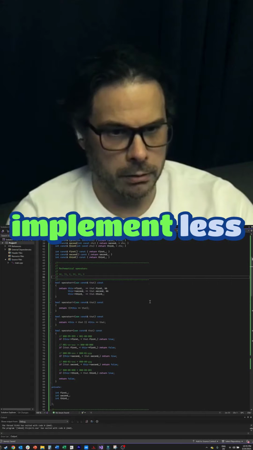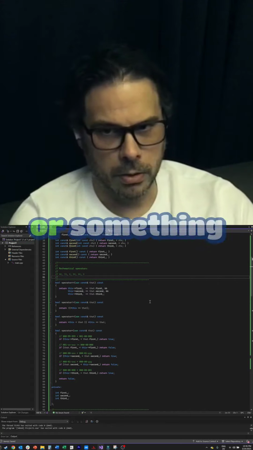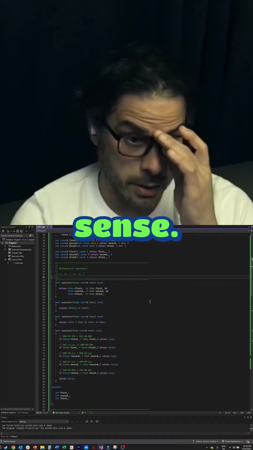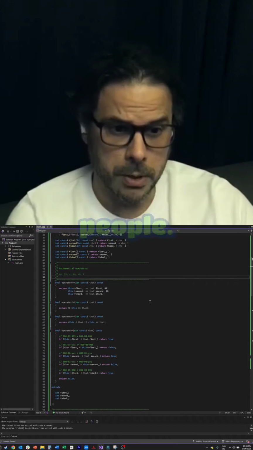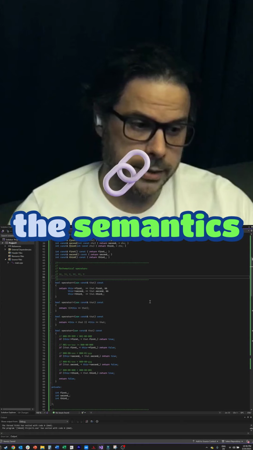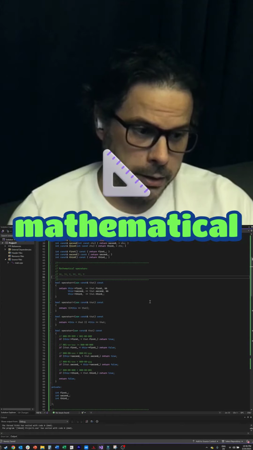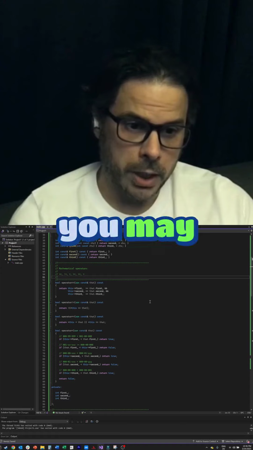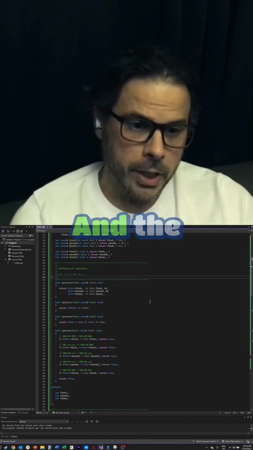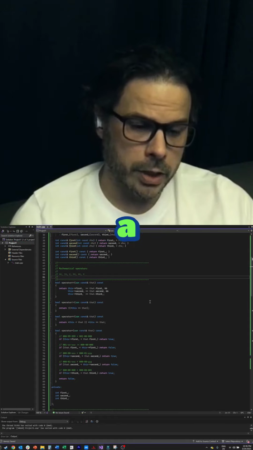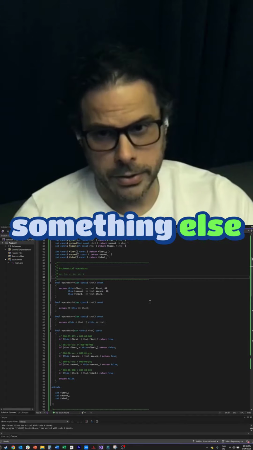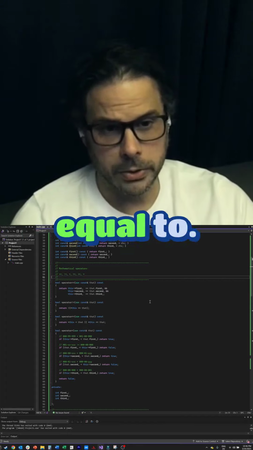You shouldn't implement less than to be greater than or something that it isn't, in its purest mathematical sense. And the reason for that is I think it's going to confuse people. But on top of that, if you don't have the semantics match what the mathematical intuition is, you may also be limiting machine programming systems from being able to learn from this code. And the reason for that is there is a precise definition of what it means for something to be less than something else, or greater than, or not equal to, or equal to.